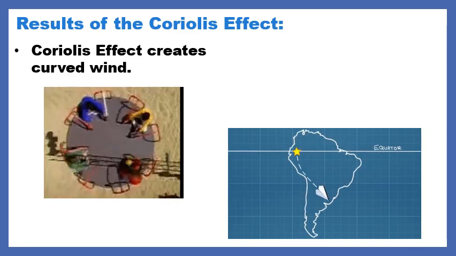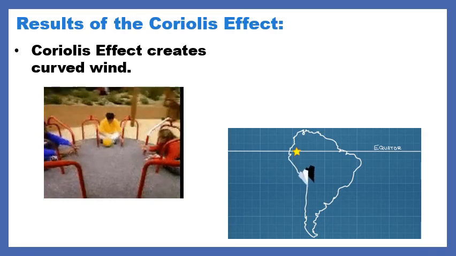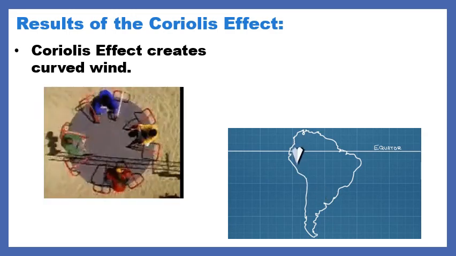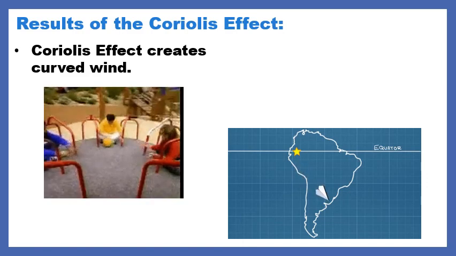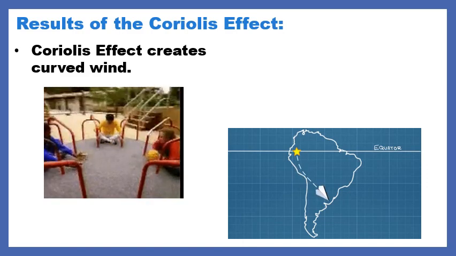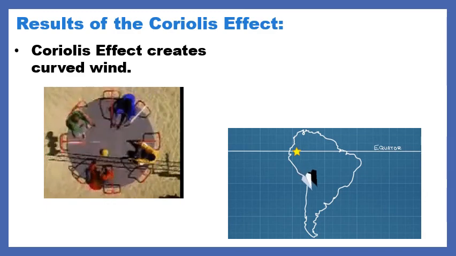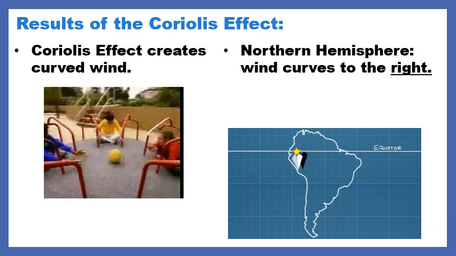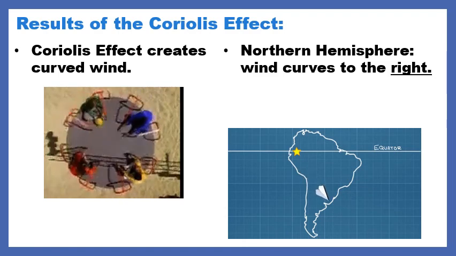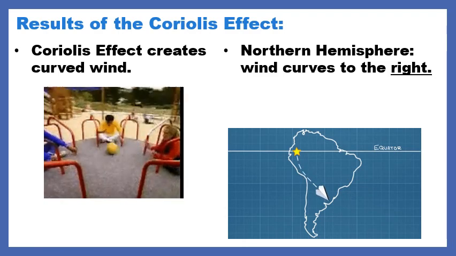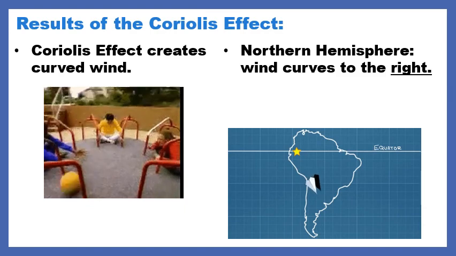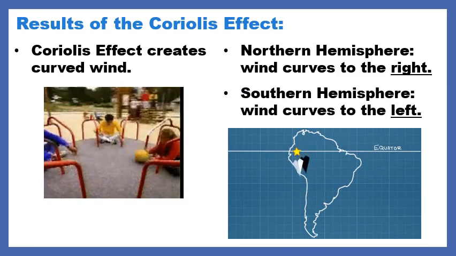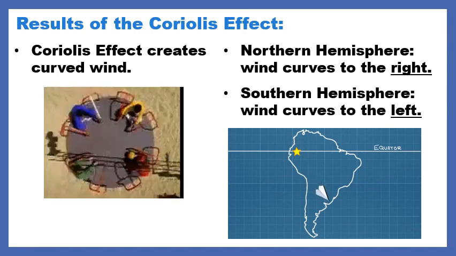Again, here's another GIF. Like if we were at the equator and we were going to throw a paper airplane, we would expect this would go from the top of South America to the bottom of South America in a straight line. But as you see, it's curving because the Earth is spinning. Okay, so what happens because of this? Well, in the northern hemisphere, winds curve to the right. And in the southern hemisphere, it's going to be the opposite. So they are going to curve to the left.